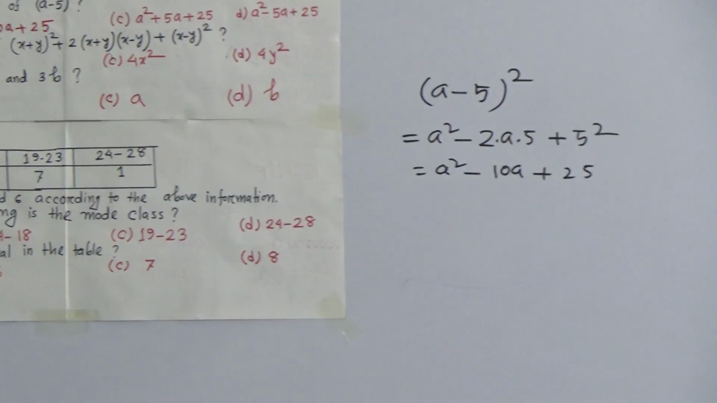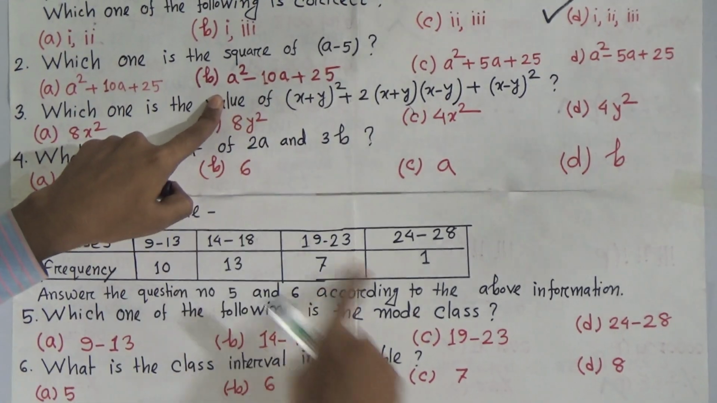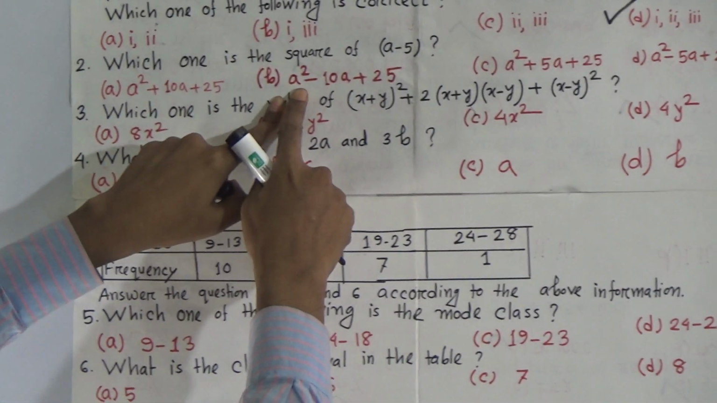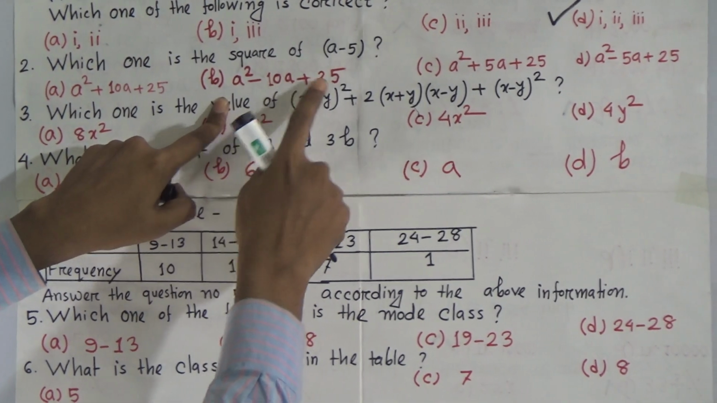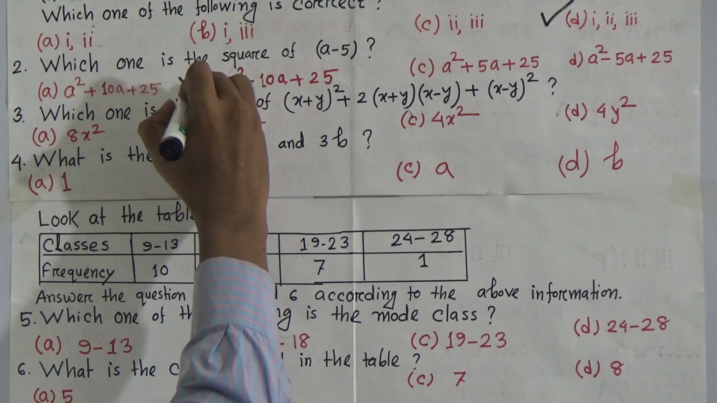So our answer will be, you see, B. Okay, you see, our result is A square minus 10A plus 25. So this is our required result. So we give a tick sign.